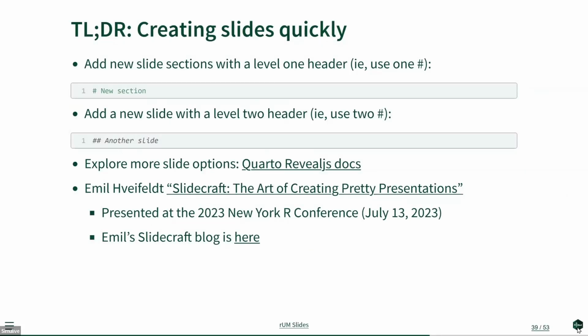If you want the TLDR on making some slides, there you go. One hash, and you get the news section. And that's the slide with the centered content and the bold label. This slide here uses a level 2 for another slide. This is a level 2 header with TLDR, creating slides quickly.